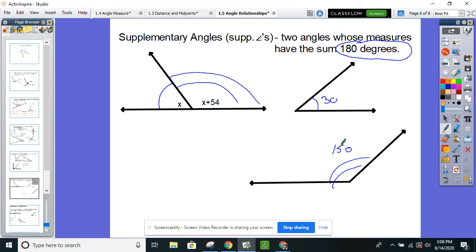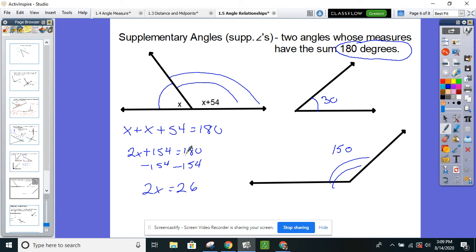Now, as we were saying, these two are supplementary because they're a linear pair. So to figure out what they equal, just like before, we say x plus x plus 54 equals 180. 2x plus 54 equals 180. Minus 54, 2x equals 126. Divided by 2, x equals 63.